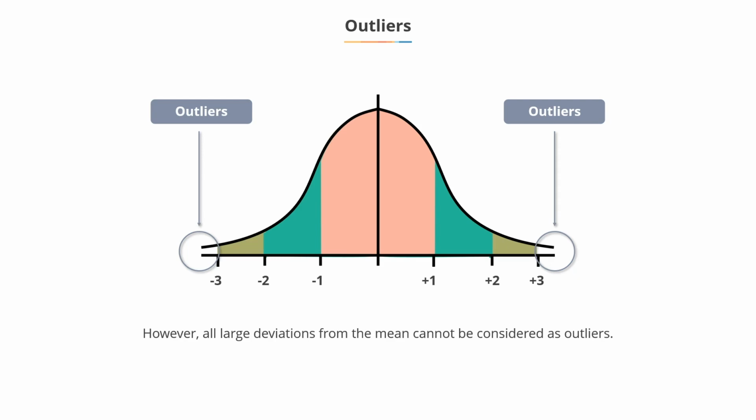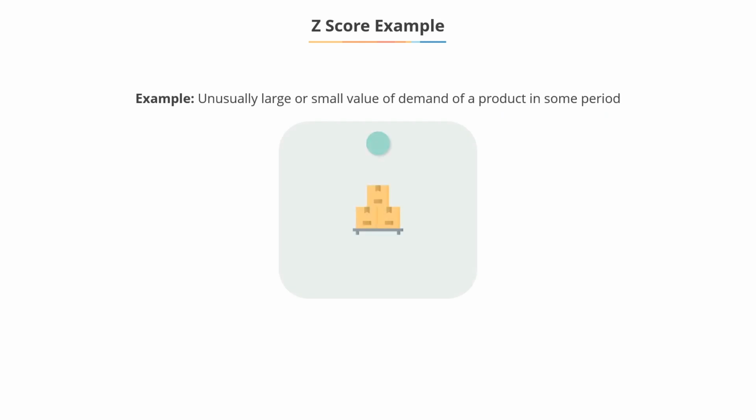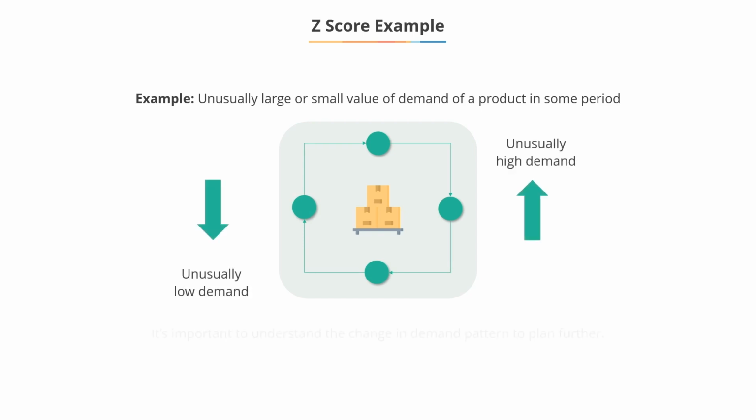But you cannot consider all large deviations from the mean as outliers. For example, if there is an unusually large or small value of demand of a product observed in some period, it can be due to a transition from one phase to another in the product's life cycle. It becomes important to understand the change in the demand pattern to plan company operations.